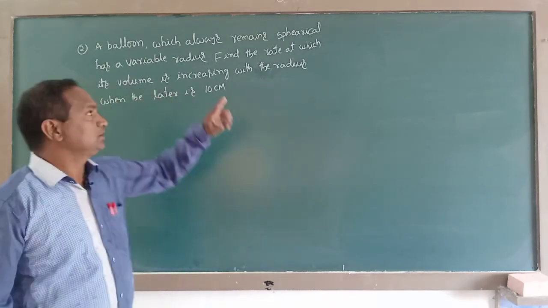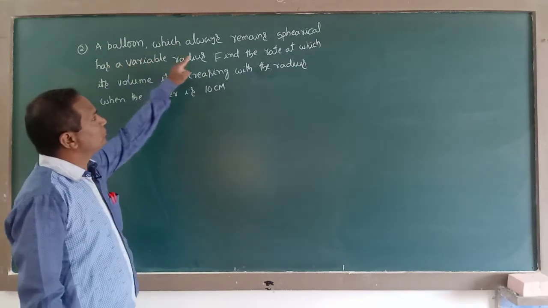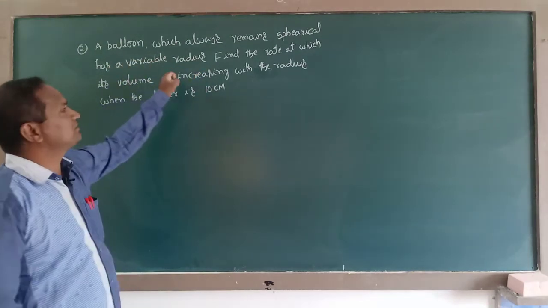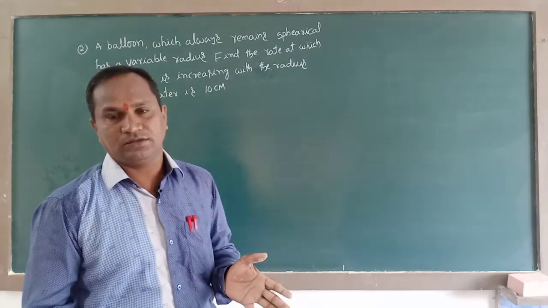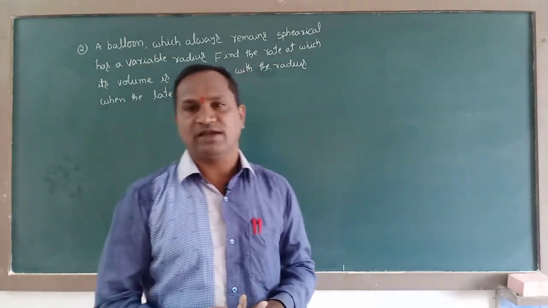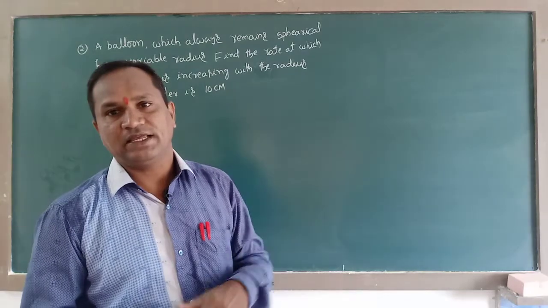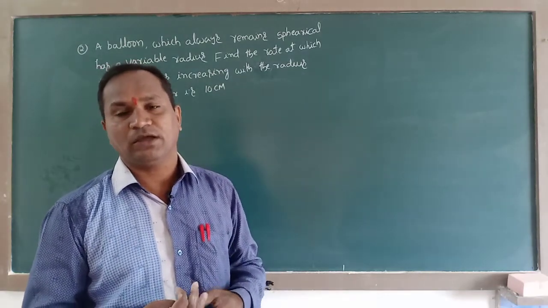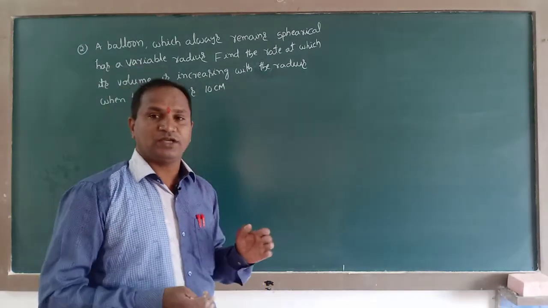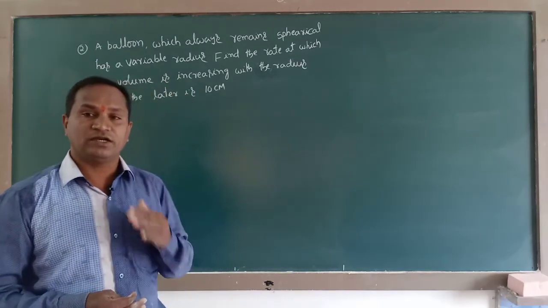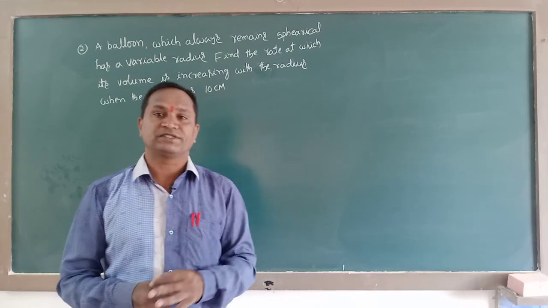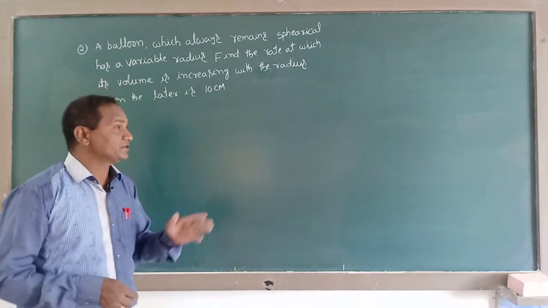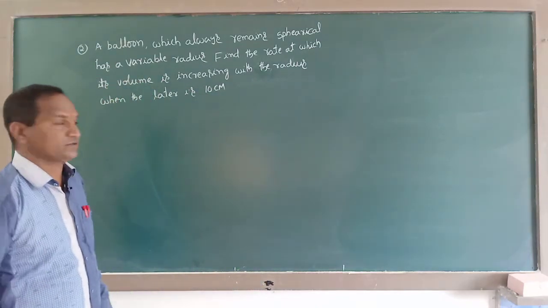At the same time, they mention a balloon which always remains spherical and has a variable radius. Generally we see the variables are x and y, so easily we can take differentiation with respect to x. Before that, we must consider what is volume and what is radius, and we must represent those two with some letters. So with letters we are going to give the solution for this question.